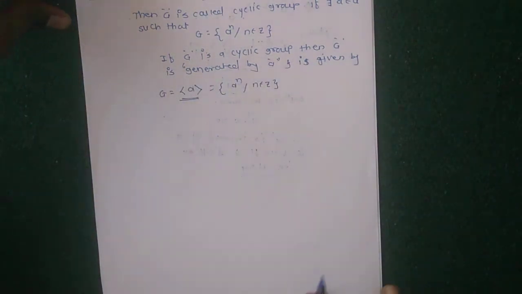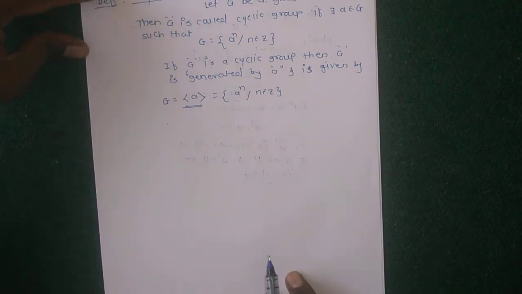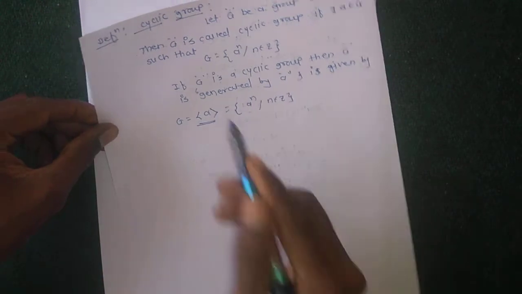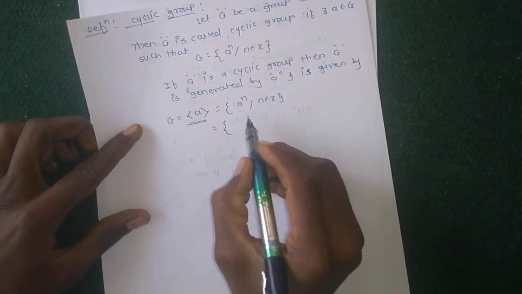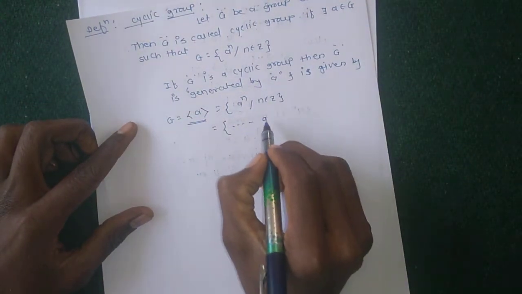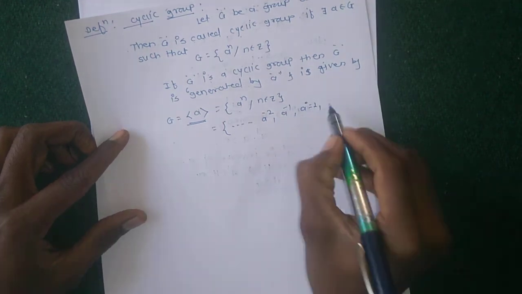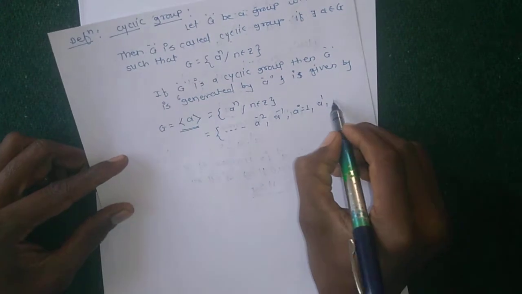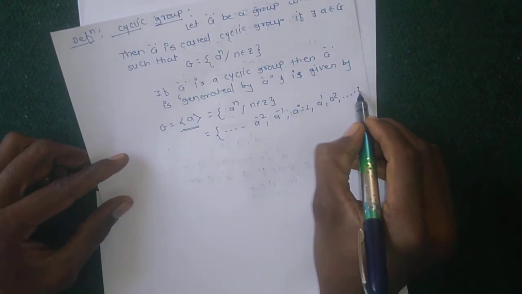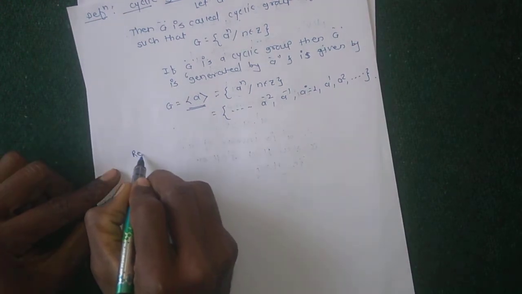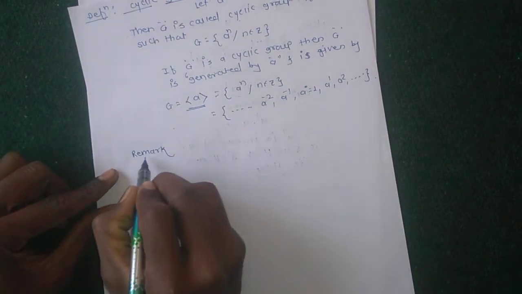So, a remark. Here the set a raised to n is a set of the form a square, a raised to -1, a raised to 0 equals 1, a, a square, and so on. This is the set. Okay, so remark.